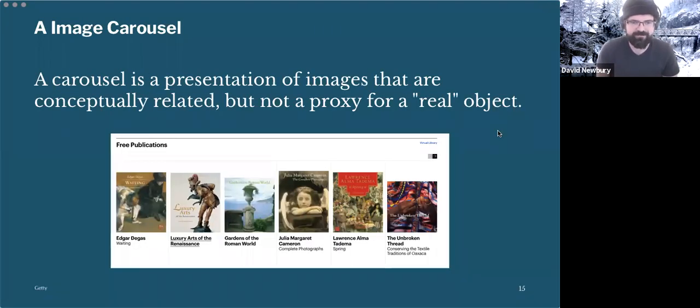We're also using IIIF for our image carousels. And this is a group of objects that are conceptually related because they're a list of images that represent our current display choices for free publications on our website. It's really easy to represent this as a manifest, but it's not an object, except if we want to think about that presentation context as being something, a conceptual set.